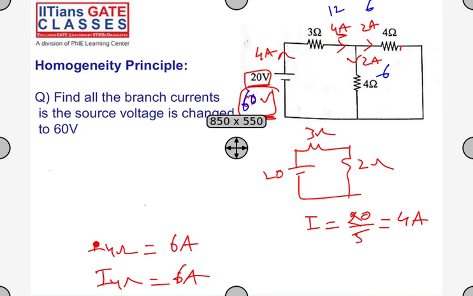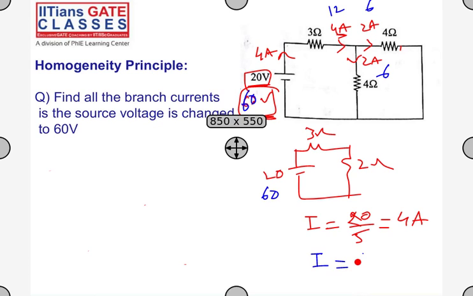You can do it here. So if instead of 20 you have 60, so I will become 60 by 5. This is 12 amperes. So 12 amps when comes here divides equally as 6 and 6. Okay, 12 amps coming here will equally divide as 6 amps and 6 amps. So when your input is multiplied by K, all your outputs get multiplied by the same constant K.